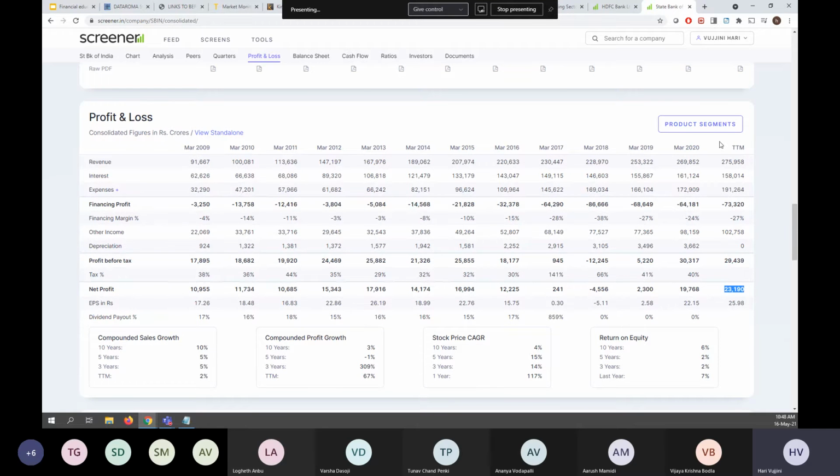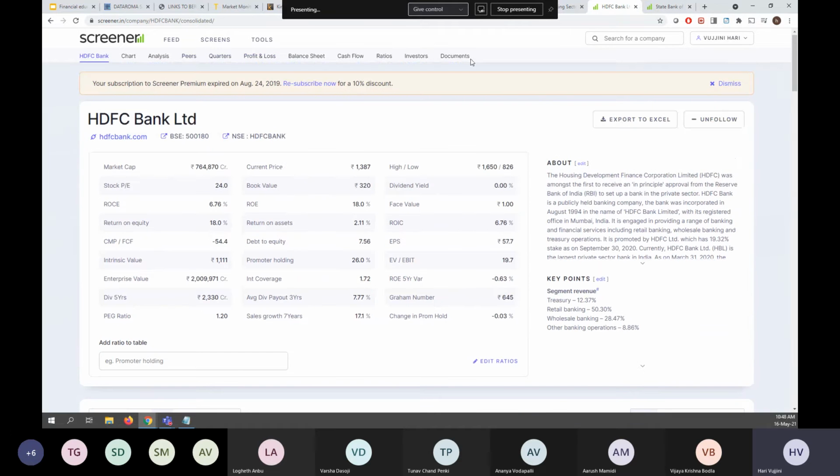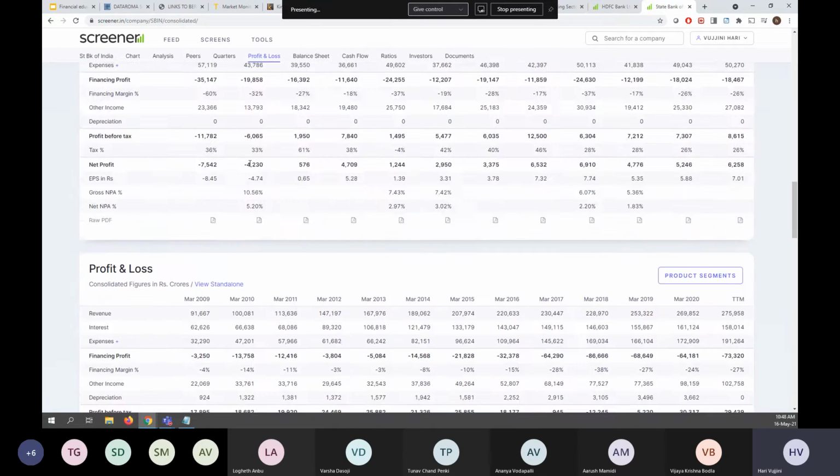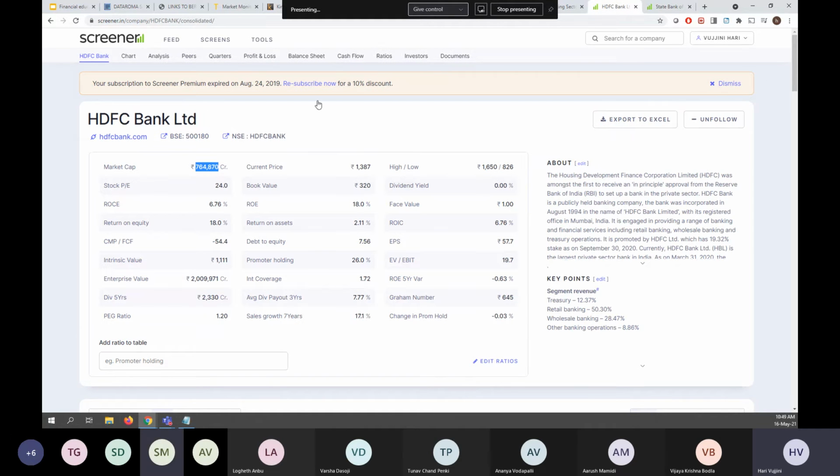So that's the reason the market wants to pay a high price for HDFC, because it's a high quality company and they're making more profits. That's the reason the market cap of HDFC is higher. It's 764 lakh 870 crores, whereas SBI's market cap is 321,000 crores. So it's almost exactly double the market cap.